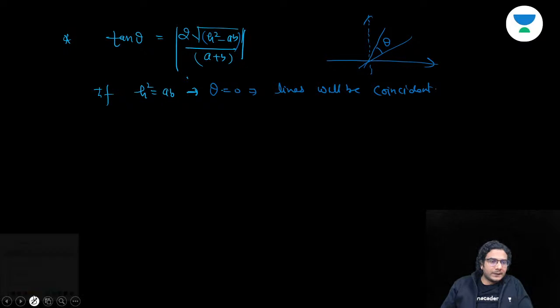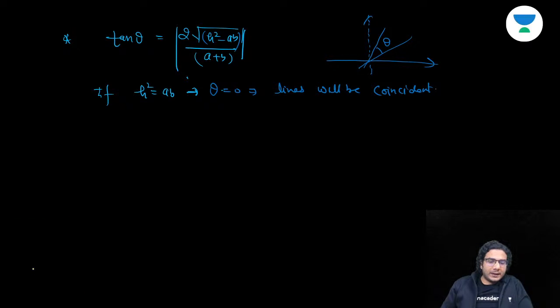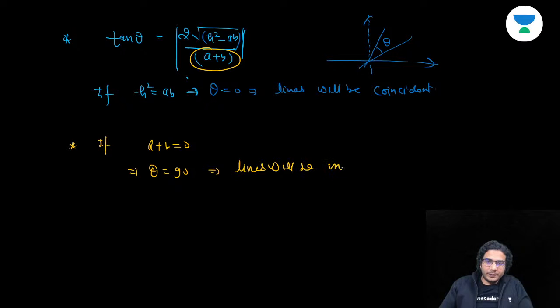And the second, for perpendicular lines: if a plus b is equal to 0. See, if this denominator becomes 0, then theta will not be defined. That means theta is equal to 90 degrees. That means the lines will be mutually perpendicular.